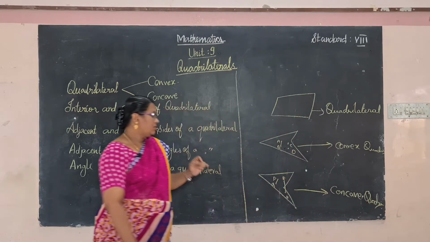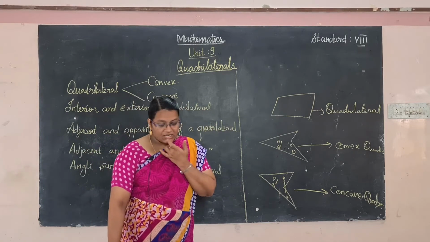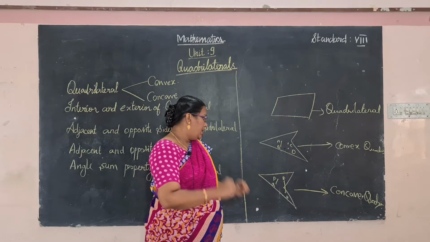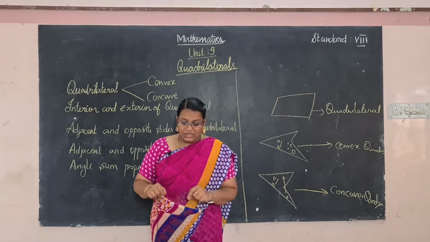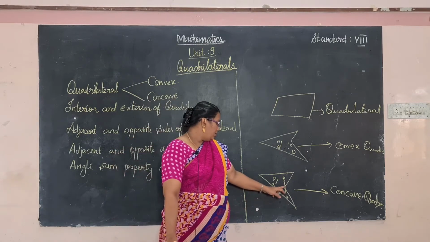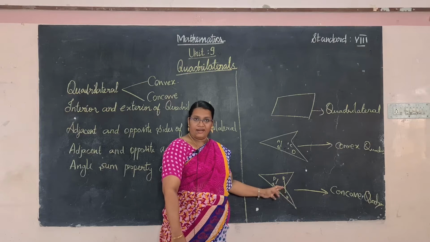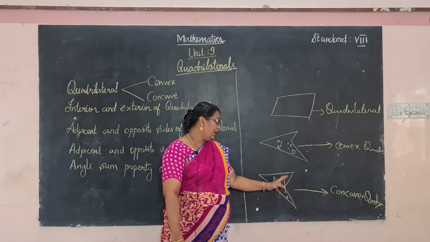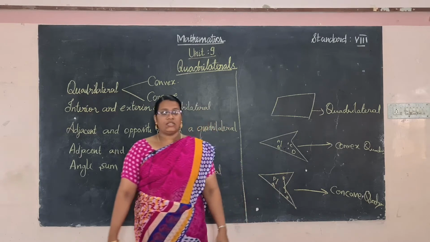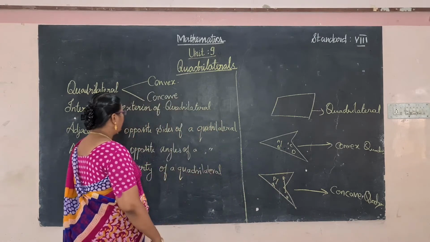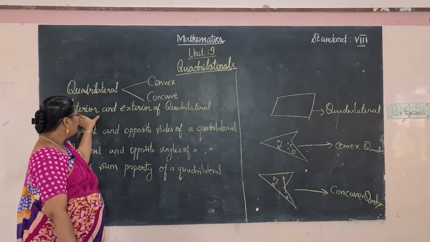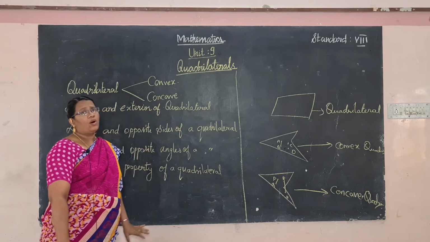Okay, so which one is called concave quadrilateral? If the line segment joining any 2 points inside of the quadrilateral may not lie inside. Here RS is not inside the quadrilateral. That is called the concave quadrilateral. Okay, these are what we learned in the last year. So next one, interior and exterior of the quadrilateral.